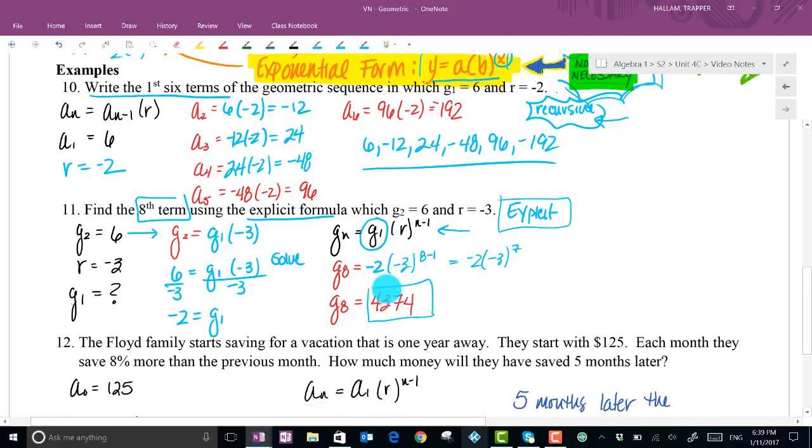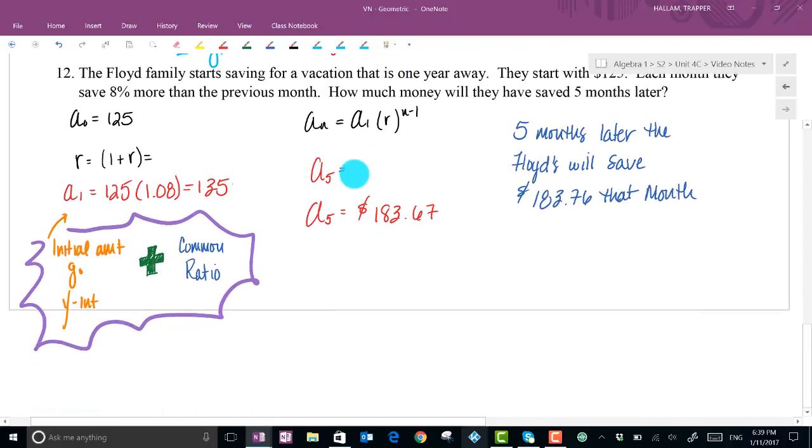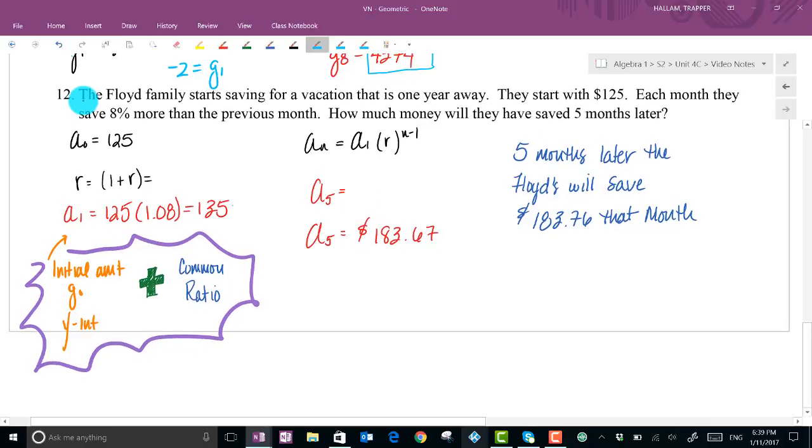All right, let's move down to our last example here. This is a word problem. It says the Floyd family starts saving for a vacation that is 1 year away. They start with $125. Each month they save 8% more than the previous month. How much money will they have saved 5 months later?